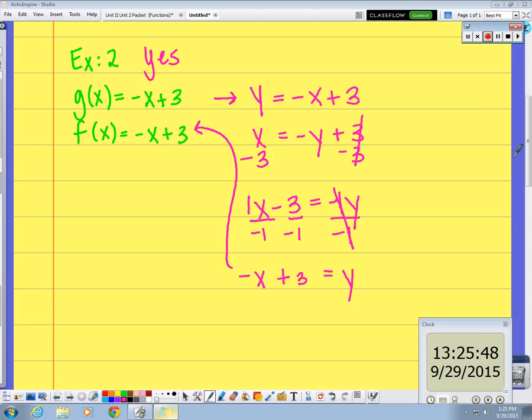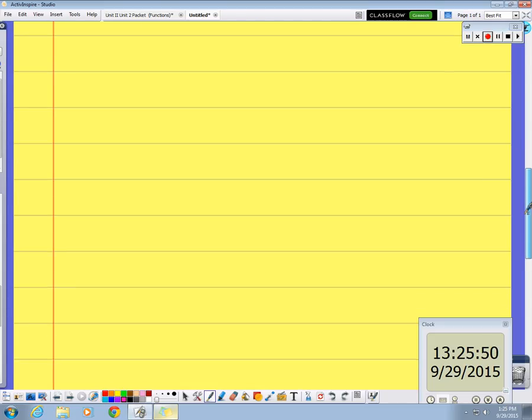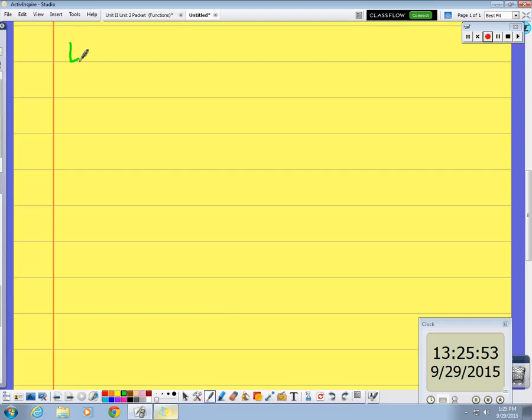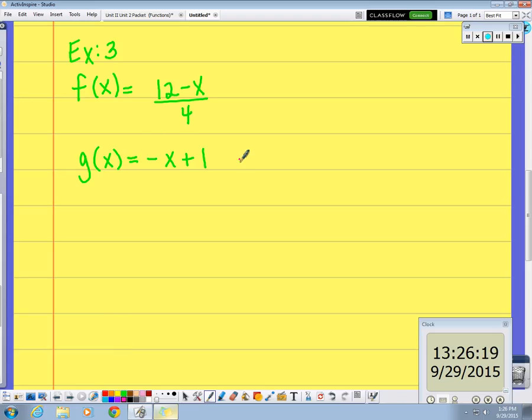Okay, example 3. f of x equals 12 minus x over 4. g of x equals negative x plus 1. And we want to find out, are they inverses of each other? Well, to find that out, you have to find the inverse of one of them. Which one do you want to find the inverse of? Okay, the bottom one. So instead of g of x equals, we'll say y equals negative x plus 1.